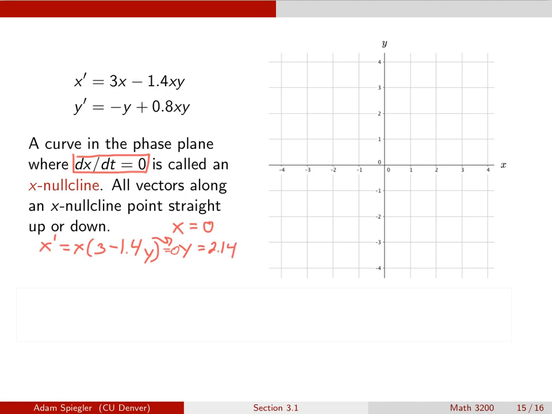So I'm going to plot these lines in the phase plane. So x equals 0, that's the y-axis. So I'm just going to put a little dashed line over here. And then the other nullcline is the horizontal line, y is equal to 2.14. So that would be approximately over here.